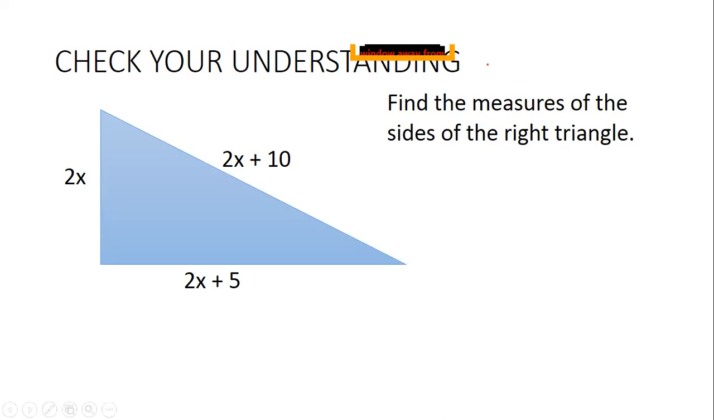Okay, so of course the same formula, the undying formula of the Pythagorean theorem, a squared plus b squared. So what you're going to do here is this will be (2x + 10) squared, which is equal to (2x) squared plus (2x + 5) squared.